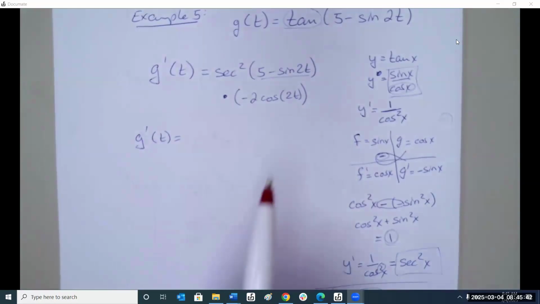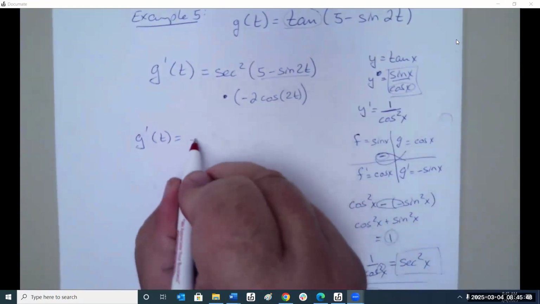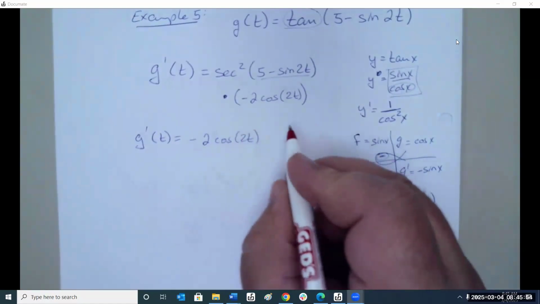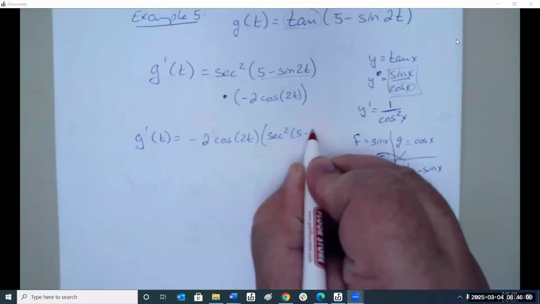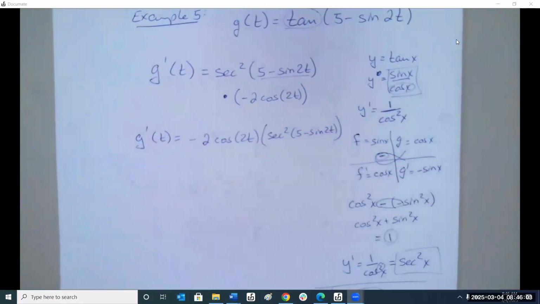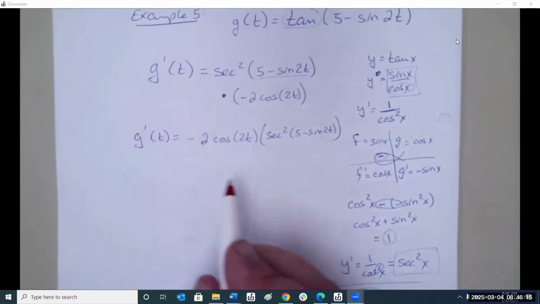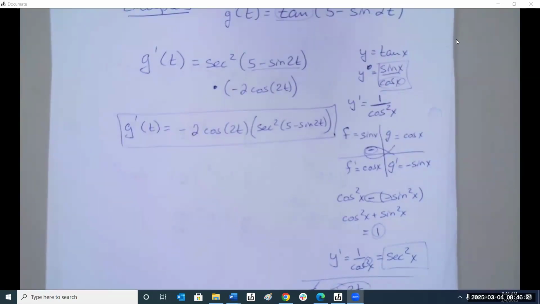So the derivative, what do we have here? We have negative 2 cosine 2t times secant squared. Not much we can do with this. So that's our derivative. It's possible to have a chain rule within a chain rule within a chain rule. There's no limit.